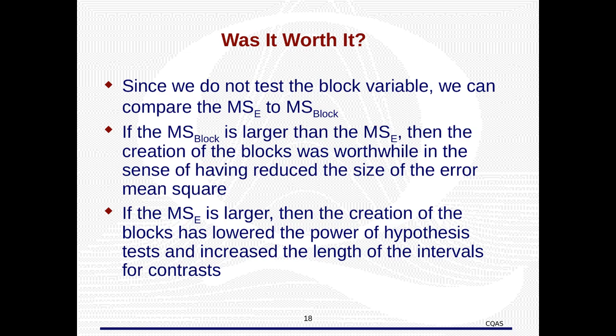Conversely, if the error mean square is larger than the block mean square, the blocking has been counterproductive. In this scenario, we have essentially wasted degrees of freedom on blocks that do not capture meaningful variation, thereby reducing the power of our statistical tests and widening our confidence intervals. Therefore, the comparison of these two mean squares tells us whether our experimental design choice was justified.